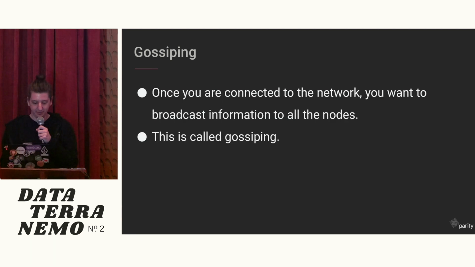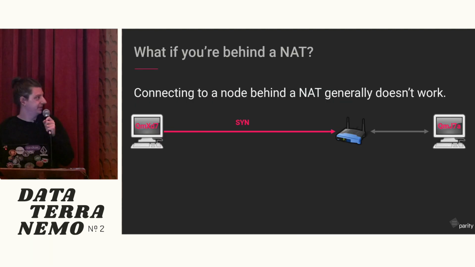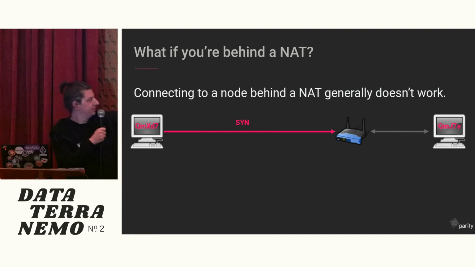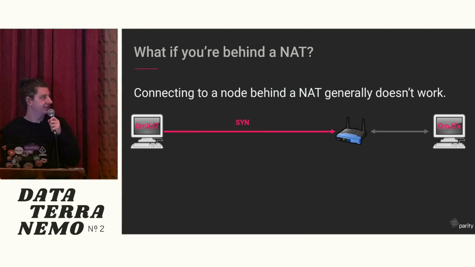I have 2 slides that are the same. Sorry for that. A frequently asked question about libp2p and peer-to-peer networks in general is what if you're behind a NAT? So a NAT is your home router, for example. If a node tries to connect to you, if the node XD7 tries to connect to G7A, it's not going to work because the NAT doesn't accept the TCP connection.